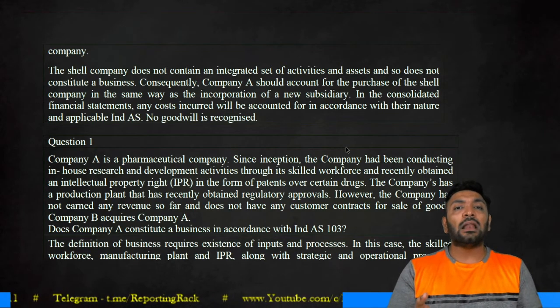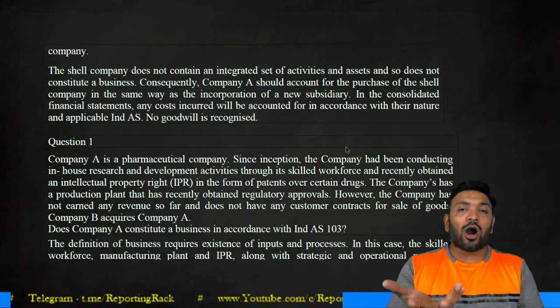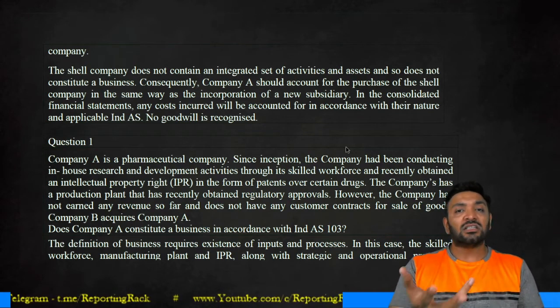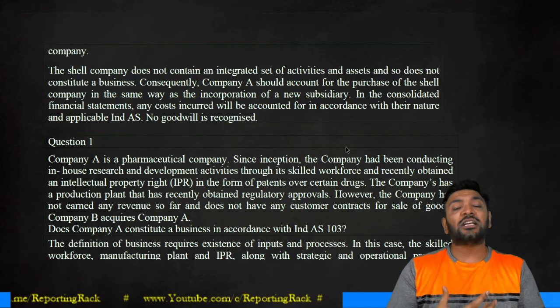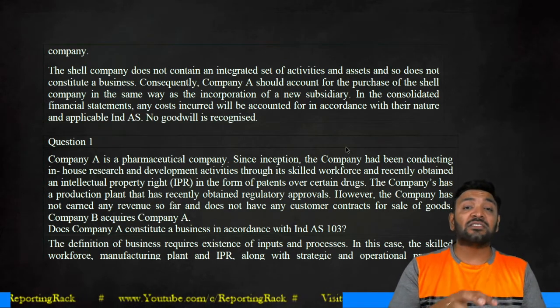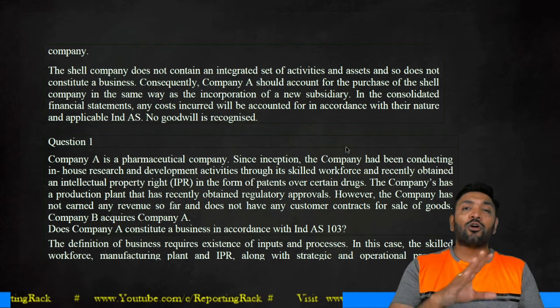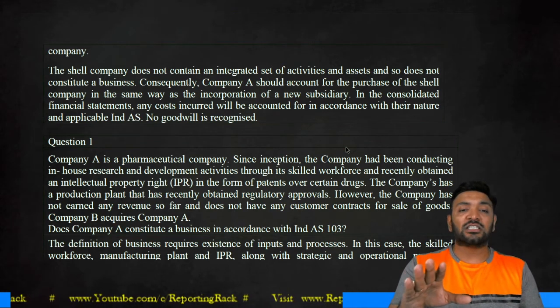Why is there no goodwill? Because there is no business in it. What they acquired is a pure shell company. Shell company means there is no business activity. There is no asset. There are no operations. There is no other activity for generation of revenue. So therefore, there cannot be any goodwill arising on business combination.